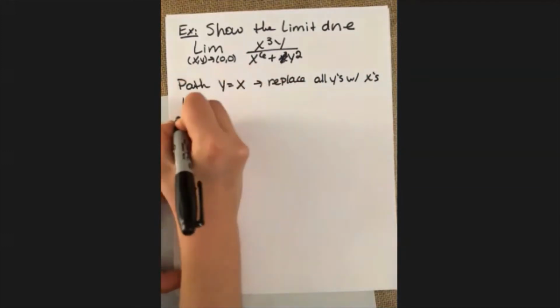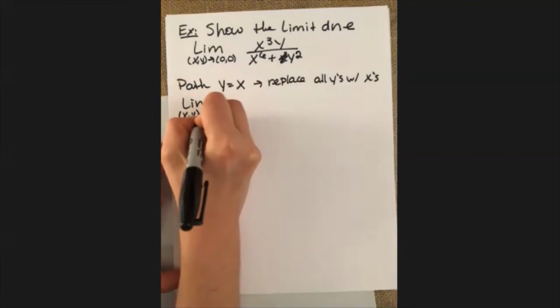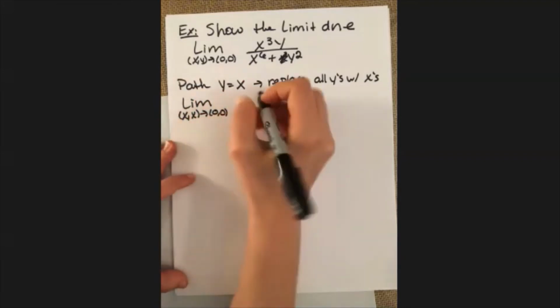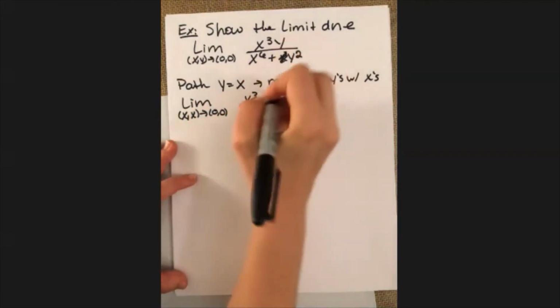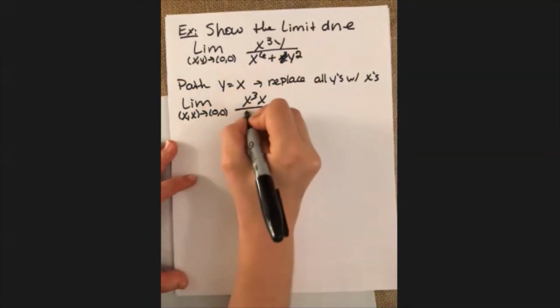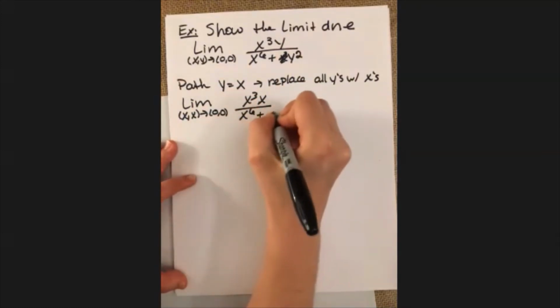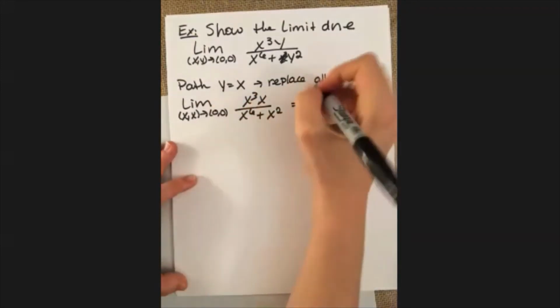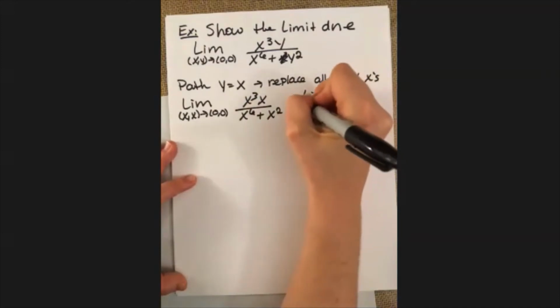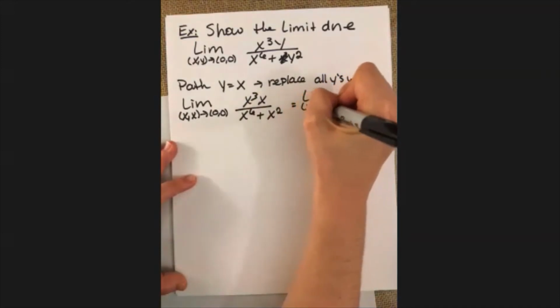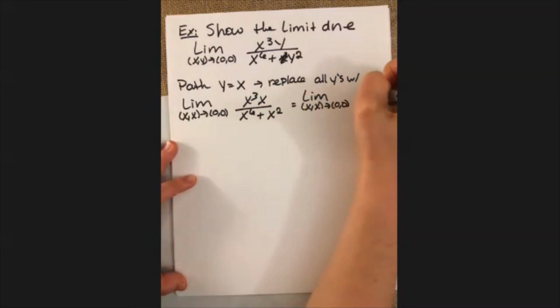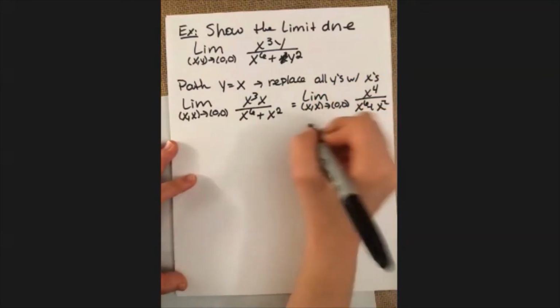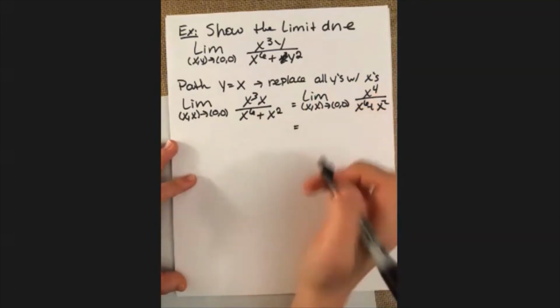So what this problem winds up looking like then is the limit as x approaches 0, 0 of x cubed, and then we replace the y with another x, and then x to the 6th plus now x squared. We're able to simplify some things down, right? Because we're going to wind up with the limit as x approaches 0 of x to the 4th divided by x to the 6th plus x squared. And we're able to take an x squared out of each of these terms.